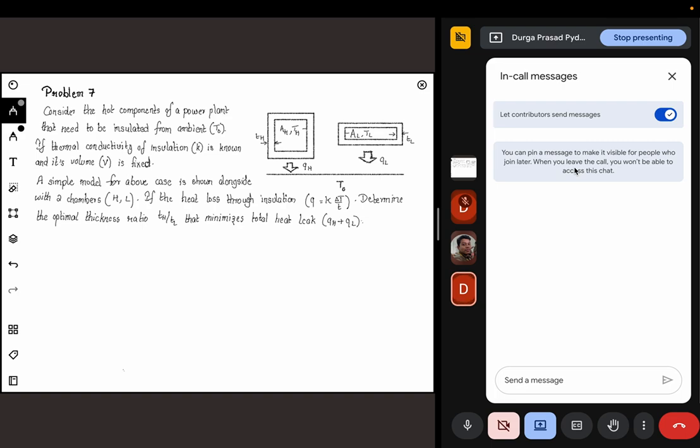Mathematically it is straightforward, no? Okay. So all we are trying to do is minimize QH plus QL. So if I write Q as QH plus QL, I'm saying that the heat loss is only because of conduction. So I can directly write it as K times area times delta T, which is TH minus TO, divided by whatever is the thickness, plus QL is this.